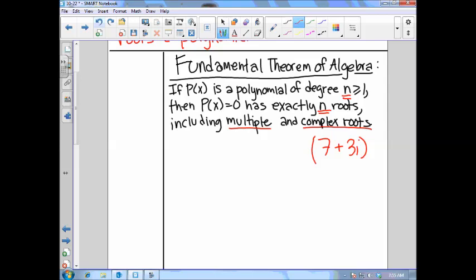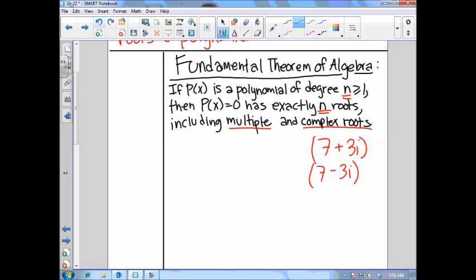So what would its conjugate be? It'd be 7 minus 3i. If you remember from last week, all that happens is the operation changes. So if we know one complex root and say it's supposed to have 5 roots and we've only found 4 of them, but one of them's a complex root, the other root we're missing is the conjugate. So we just change the operation.